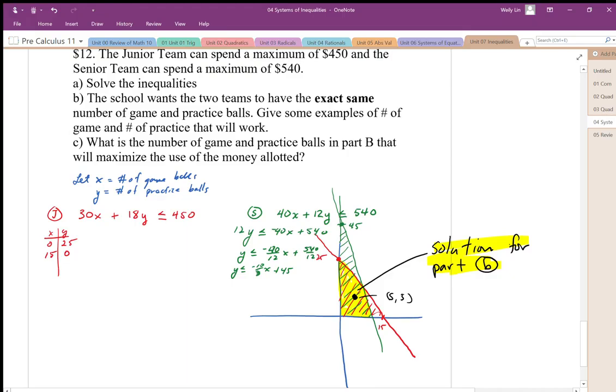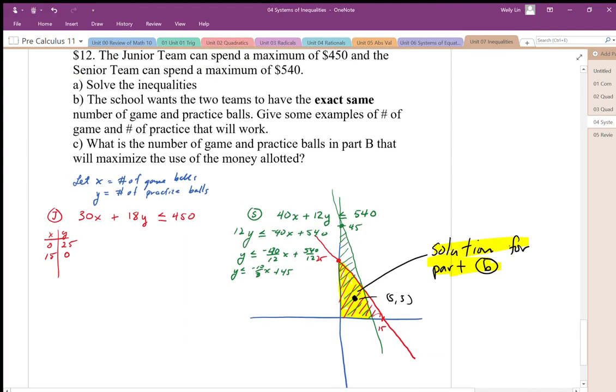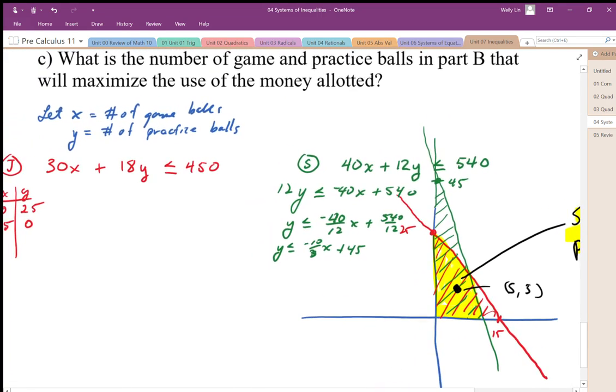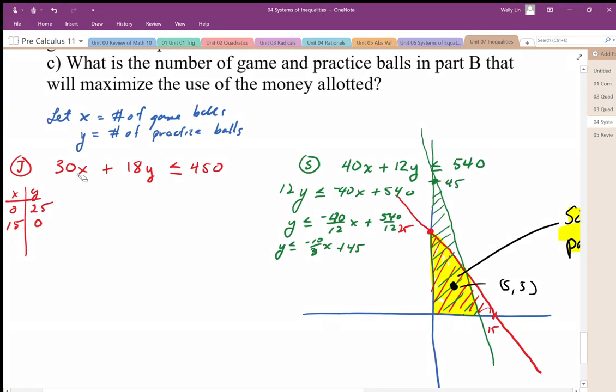So we can substitute it into both inequalities. If I test it in both inequalities here, 30 times 5 is 150. 18 times 5 is 90. So we've only spent $240, so the junior team is below their budget. Here we have 5 times 40 is 200. 5 times 12 is 60. So 260. So again, we're well below the budget at 5 and 5.